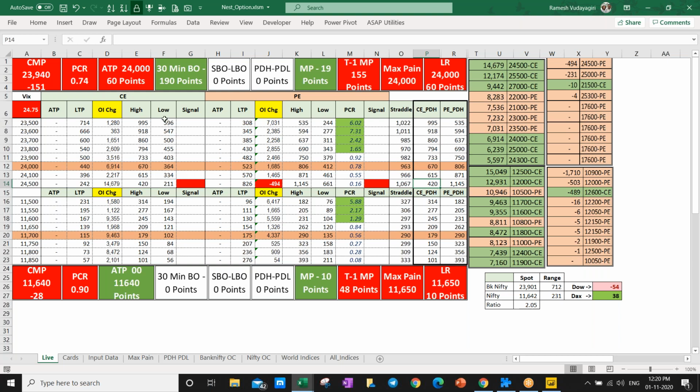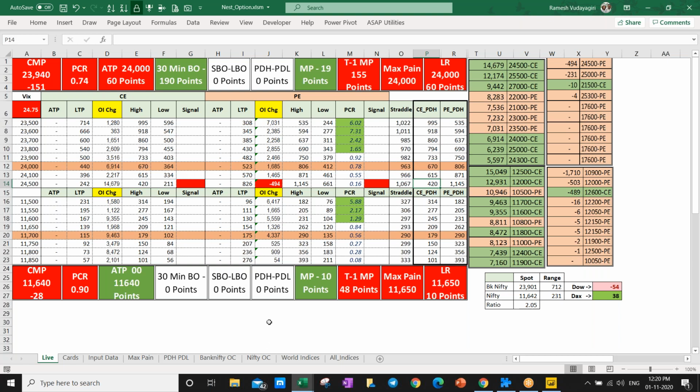Even on Friday, I told you that max pain is 24,000, and currently the market is trading well below the max pain, and the max pain is not moving. So there is an indication that the market is going to bounce. This is one way you can read the market movements very carefully.